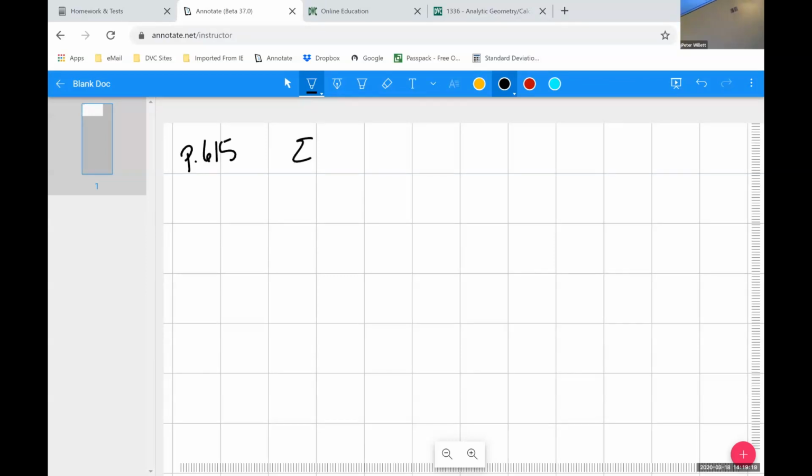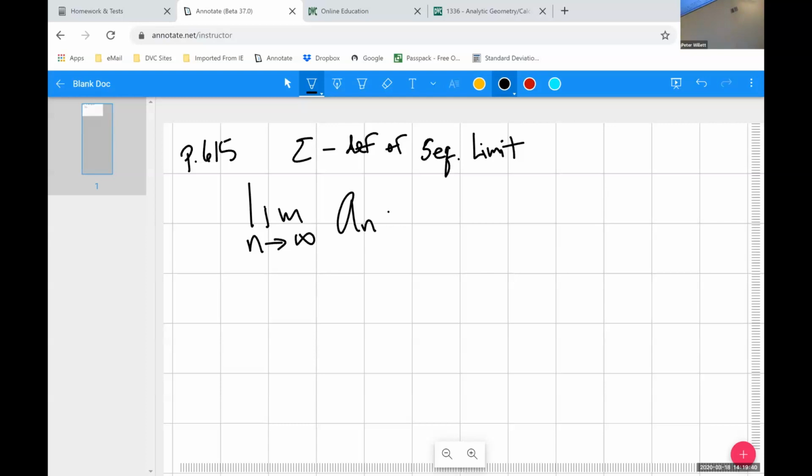So then on page 615 is the epsilon definition of a sequence limit. So what are we talking about? If I have a limit as n tends to infinity of some sequence, a sub n, and we claim that it equals or converges to some number L.